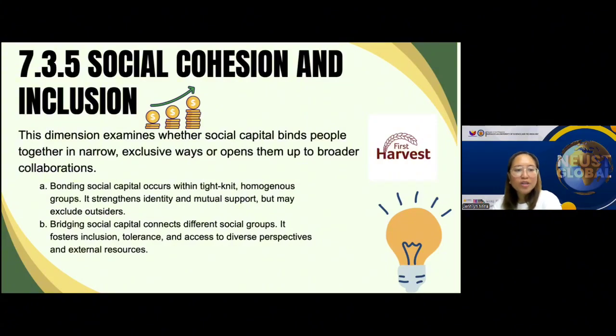The bonding capital strengthens trust within each group, for example the Muslim, the Christian, or the indigenous community. And bridging capital connects these groups through shared projects such as youth leadership training and livelihood programs. The non-government organizations that bring young people from different ethnic backgrounds together help reduce prejudice, build friendships, and promote lasting peace.